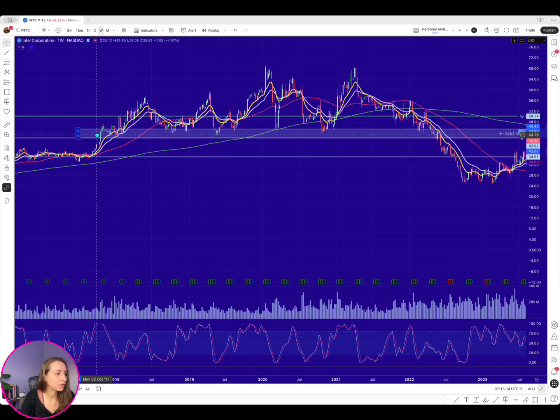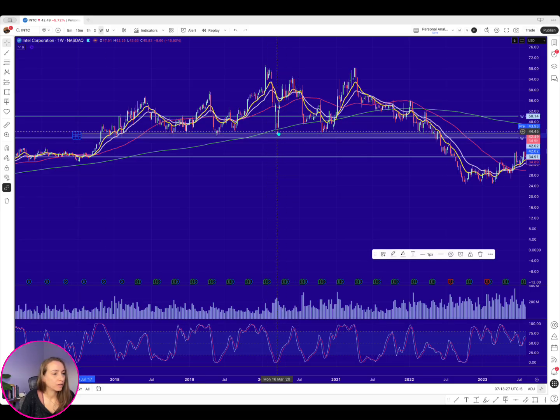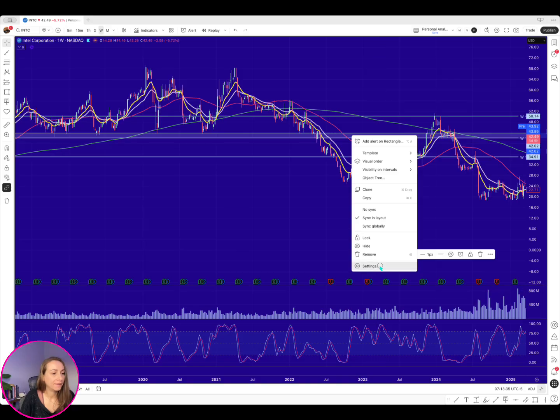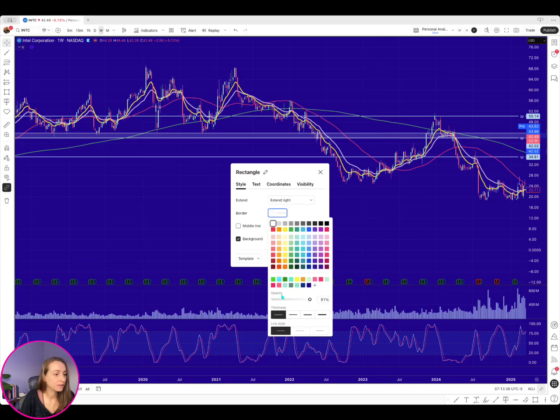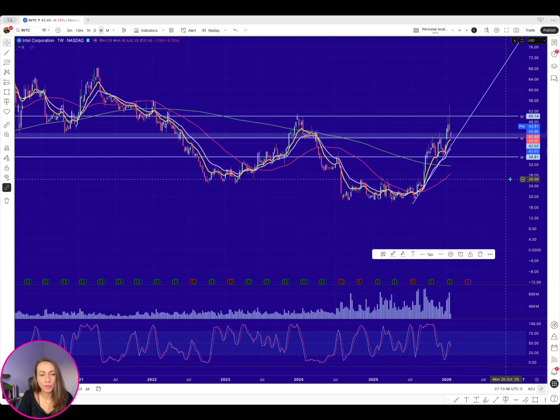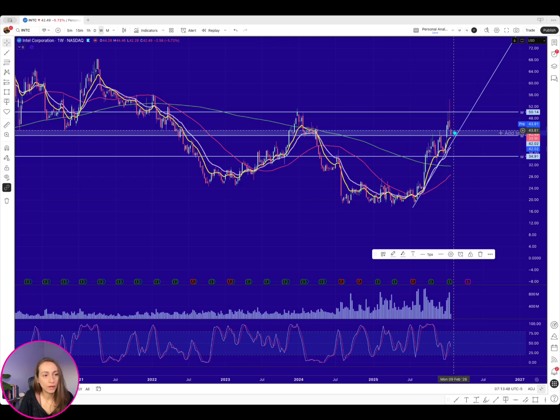Sometimes I will take this drawing tool here, and because you see we've got these touch points here, but then there's a second area where the touch points aren't as close, and instead of drawing another line, I like to do a shaded area with no border. And as you can see in pre-market, right now, that is where Intel is, in that shaded area.